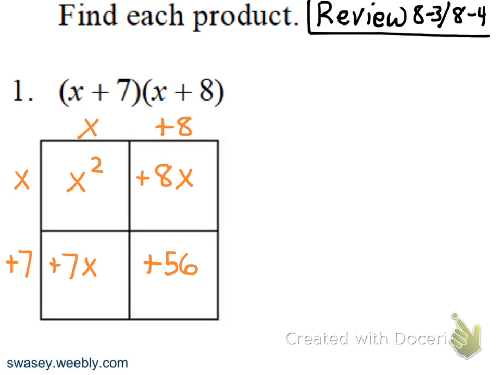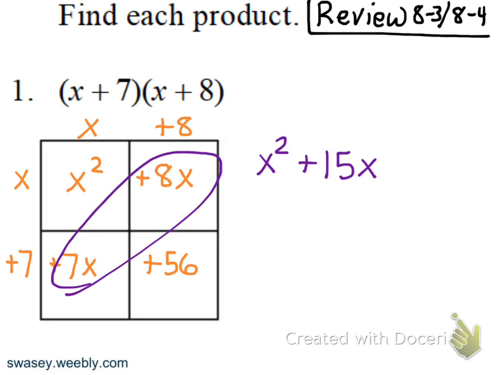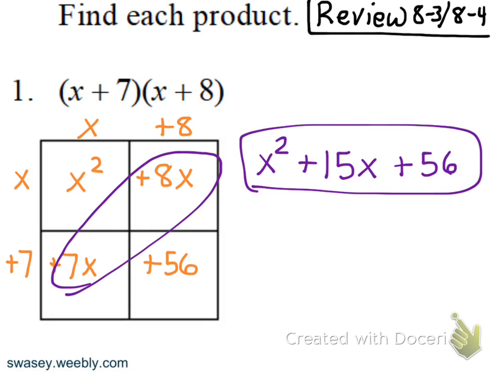Now we're looking for like terms to combine. Most of the time when you do the area method, you will see like terms as kind of a diagonal there. So those two can be combined to the same term. So we don't have any other x squareds, and then 7x plus 8x gives us 15x. And then we have the positive 56 that's being added to that. So we've just multiplied x plus 7 times x plus 8.